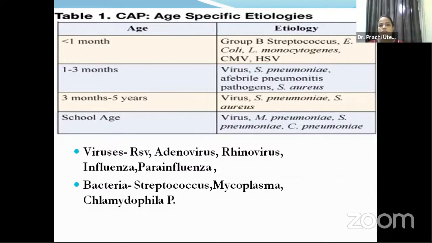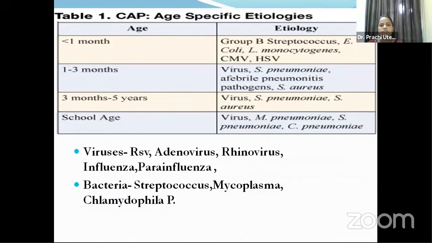So 1 to 3 months, usually viruses. After that, up to about 2 years, you can see that viruses are predominantly seen. Respiratory syncytial virus or RSV is the important virus causing pneumonia in children. Along with this, there are adenovirus, rhinovirus, influenza, and parainfluenza. These are the viruses. Influenza, the H1N1 variety.